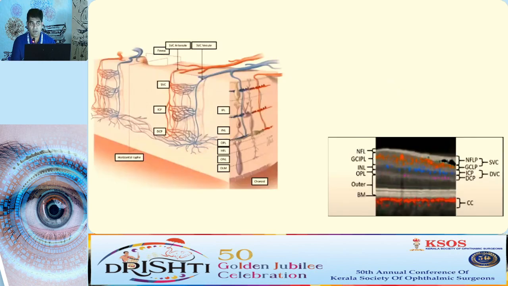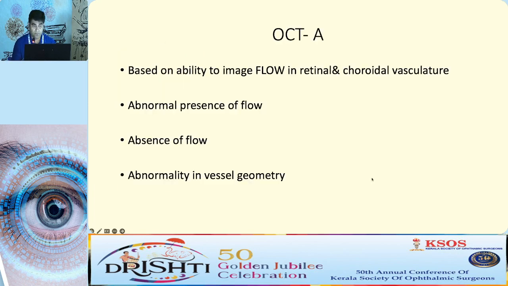So as you know, we have three vascular complexes. One is the superficial vascular complex, which is seen between the nerve fiber layer and the ganglion cell IPL layer. Then we have the intermediate complex, which is seen between the ganglion cell IPL layer and the inner plexiform layer and the inner nuclear layer, and the deep vascular complex, which is seen between the inner nuclear layer and the outer plexiform layer.